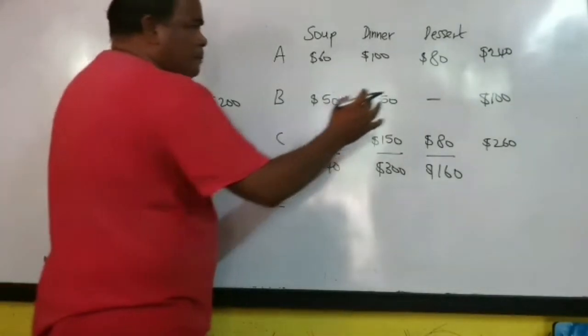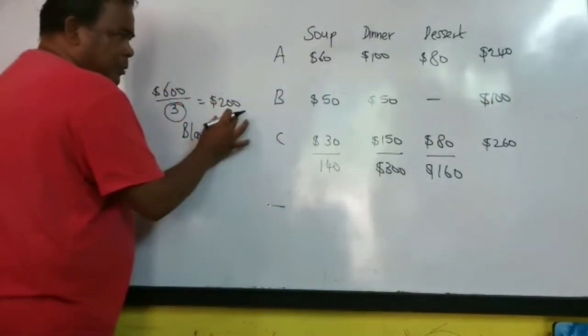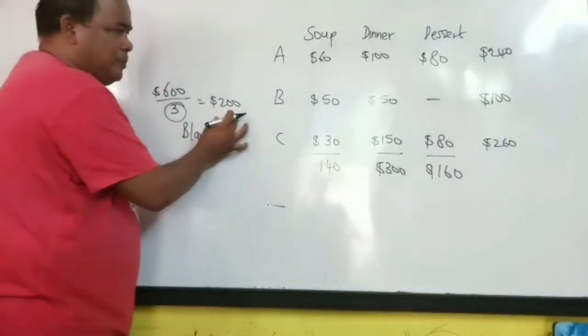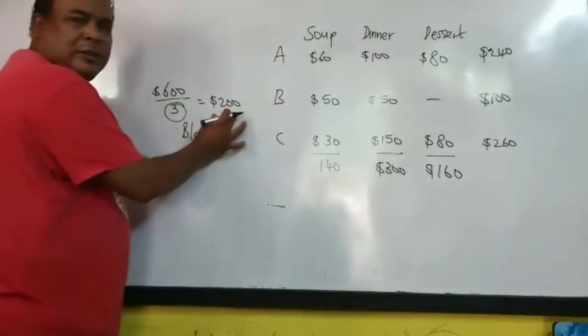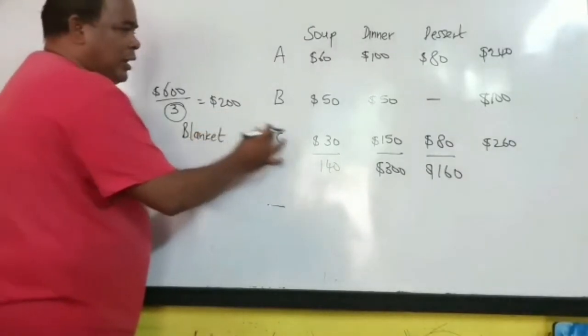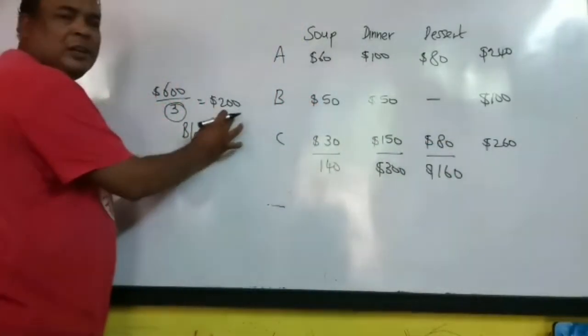So in this case, A has to pay $240. How much did he pay? $200. There is under costing of product. B has to pay $100, but he paid $200. This one is over costing of product. And C has to pay $260, he paid only $200, under costing.